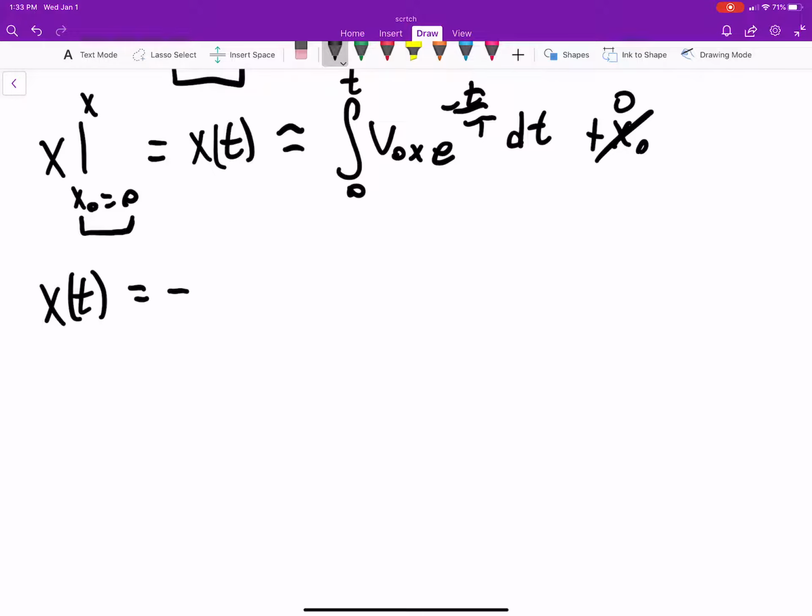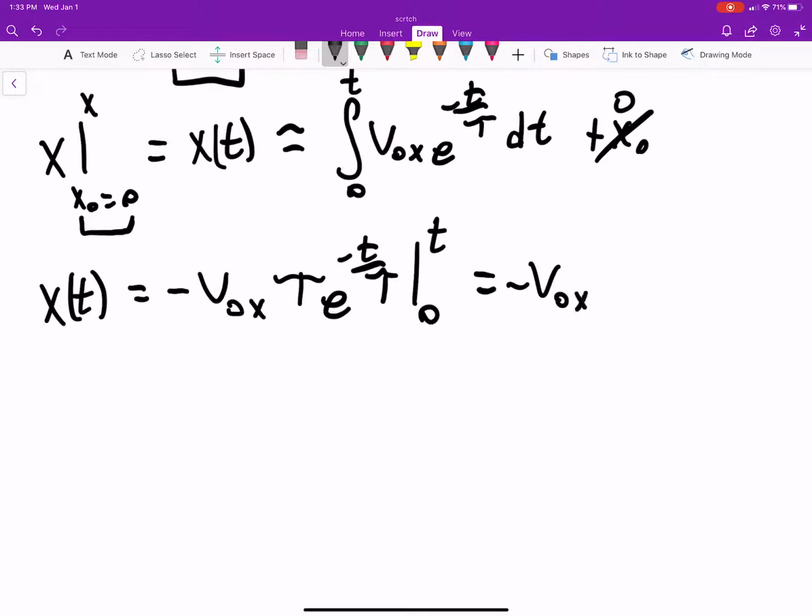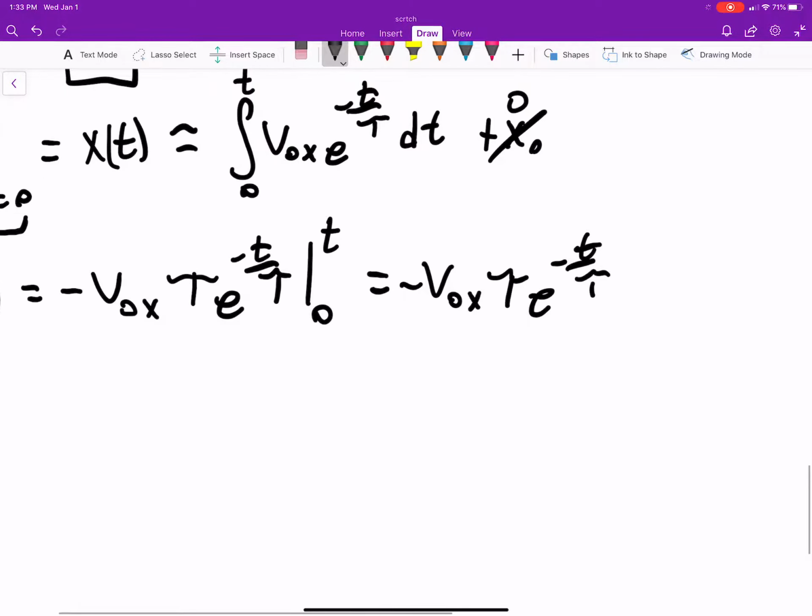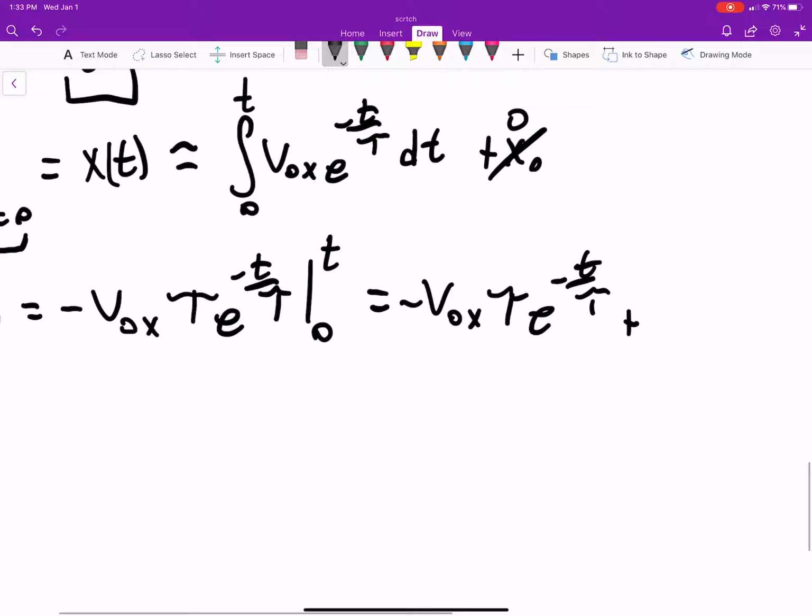Okay, so integrating this, hopefully you guys are okay with this. This is a chain rule. That'll be minus v naught. It's backwards of the chain rule with e. So hopefully you guys are okay with that. Our tau comes out, e to the minus t over tau, evaluated from 0 to t. So this is equal to minus v naught x tau e to the minus t over tau, minus a negative, so plus v naught x tau. E to the 0 is just 1, so that's all we're left with.